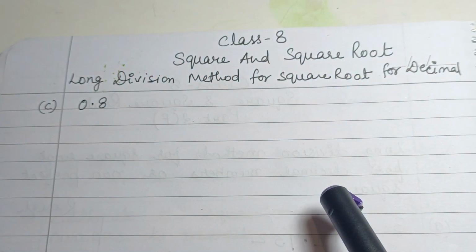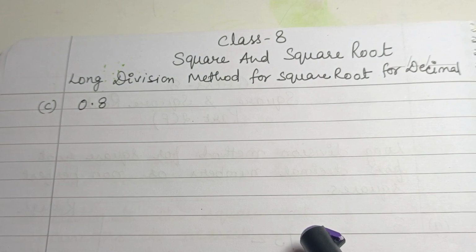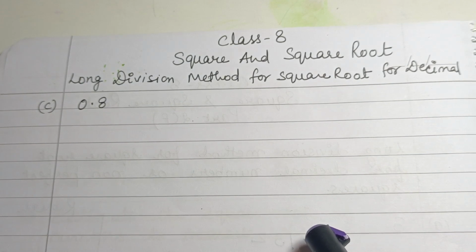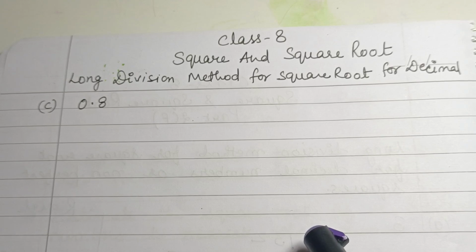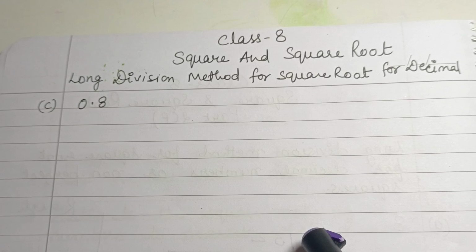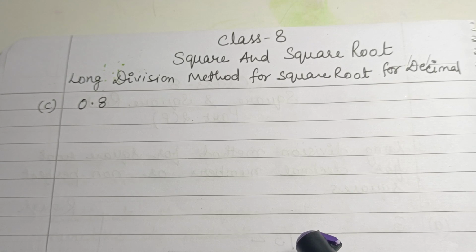Here we are in the second last topic of the long division method of this chapter. In this video we are going to find out the square root of decimal numbers. Decimal numbers are also of different kinds, so we are going to talk about all the types of decimal numbers that you see.